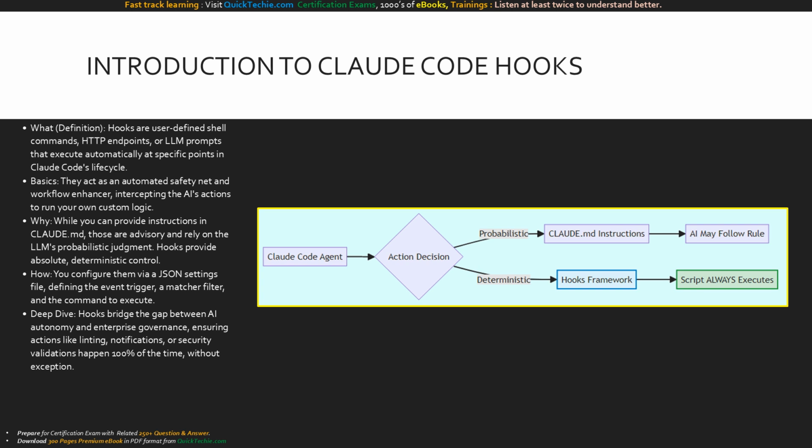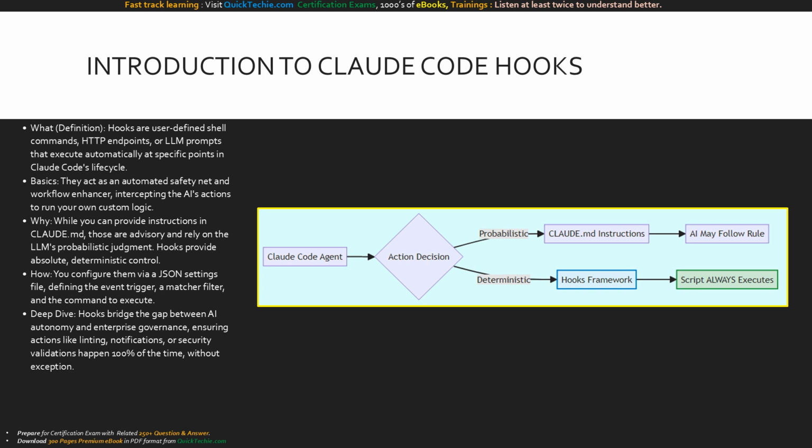How do they work? You configure them in a JSON settings file. In our deep dive, we see that hooks are the bridge between AI autonomy and strict enterprise governance. They ensure that your required safety checks or formatting rules run every single time, completely removing the element of chance from your automated coding pipeline.